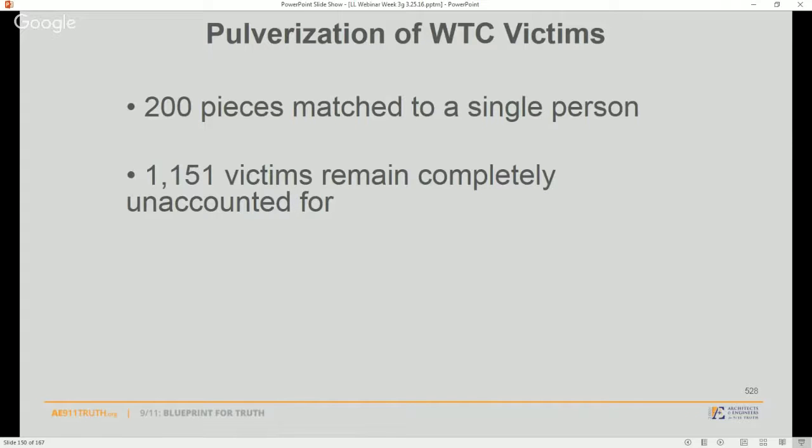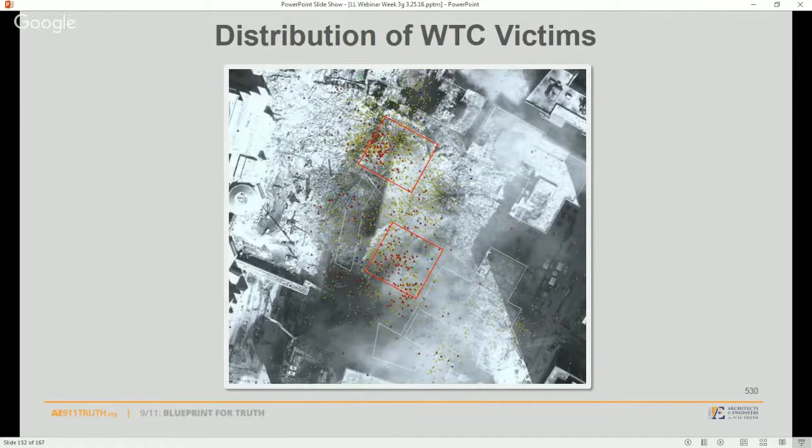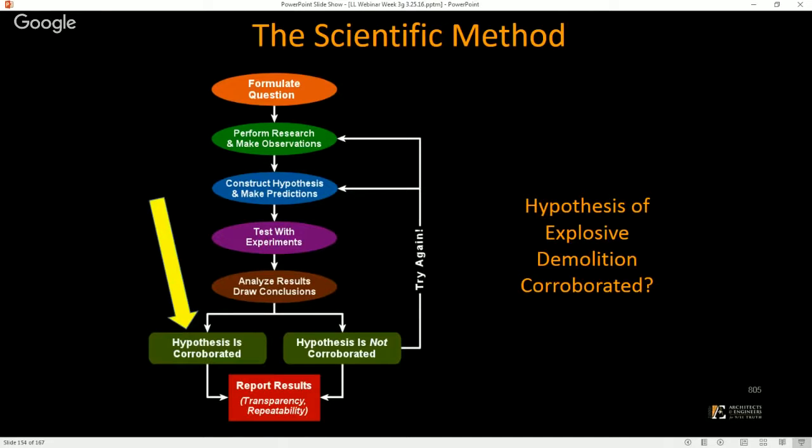What causes that? They should have been found between layers of floor stacked at the bottom of a gravitational collapse. And yet, if you look at the distribution of the victims, most of them are well outside the perimeter, along with all the dust. 600, 800, some of them 1,000 feet, these body parts outside of the building which they were in when it collapsed. Can gravitational collapse cause such massive pulverization of people and elements? Is the hypothesis corroborated for you of the explosive demolition of these buildings?